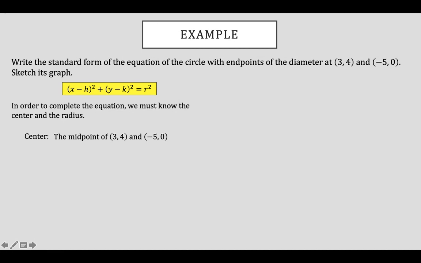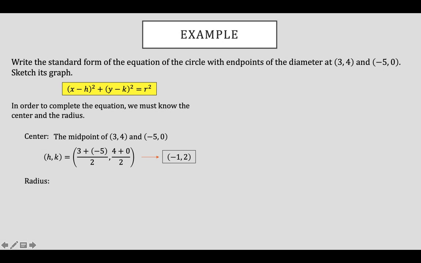So to find the midpoint, recall that we are taking the average of the x-coordinates and the average of the y-coordinates. That's 3 plus a negative 5 over 2 for the average of my x's, and 4 plus 0 divided by 2 for the average of the y's. All right, so that leaves us with the center at negative 1, 2.